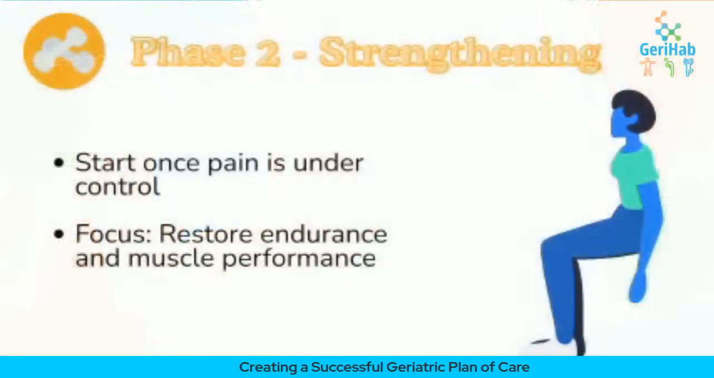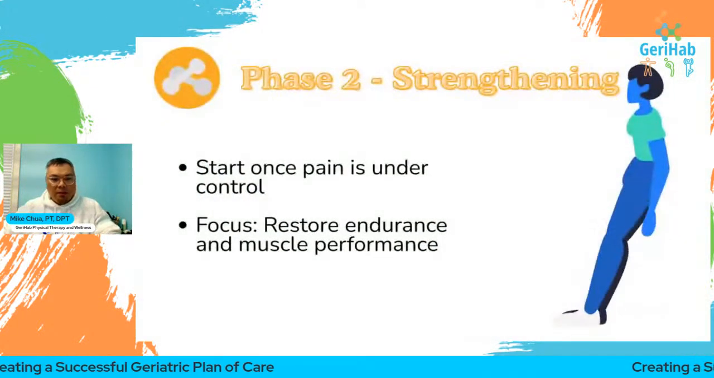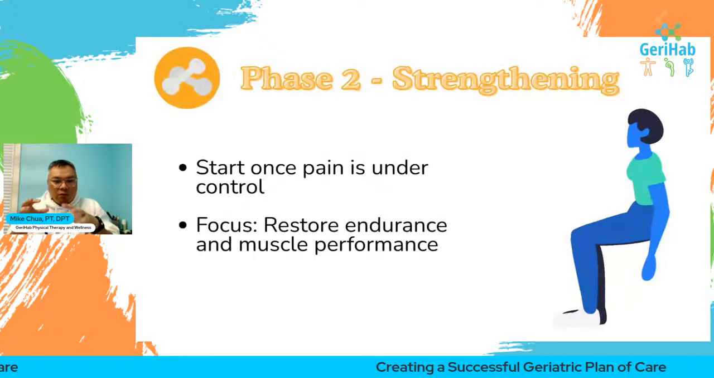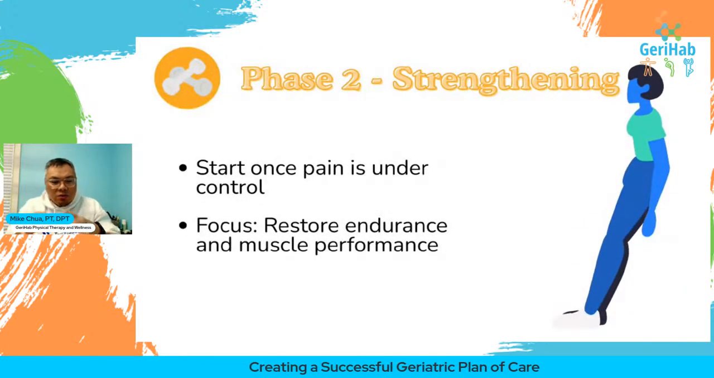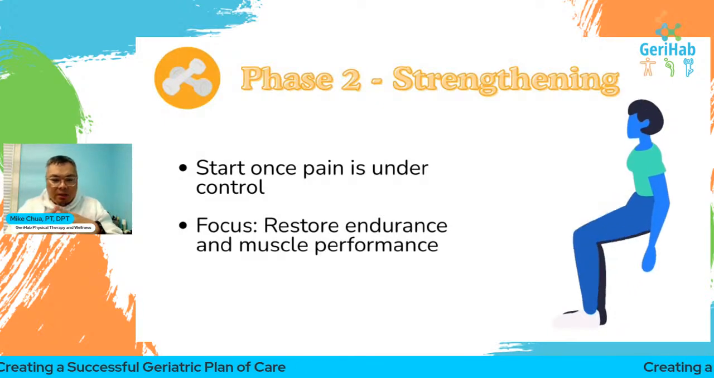They can achieve. They're so good. Some people go 12 weeks. So that's the session. Once they're ready, their pain is controlled, then you do strengthening. This is phase two. Okay. So phase two, once the pain is controlled or under control, focus on restoring endurance and muscle performance. The strengthening part. Okay, the strengthening part.